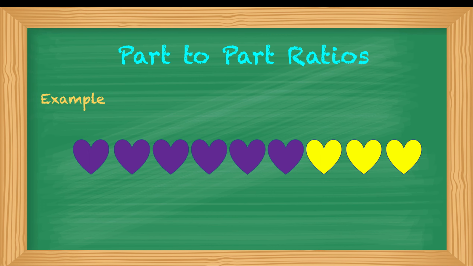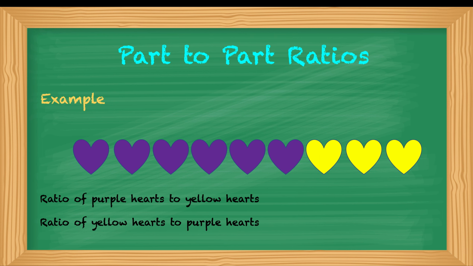Now we have part-to-part ratio. Here we have some purple hearts and some yellow hearts. Earlier, we also compared with colors, so that would be representing part-to-part ratio. Now, if I were to ask you to tell me the ratio of purple hearts to yellow hearts, what would it be?